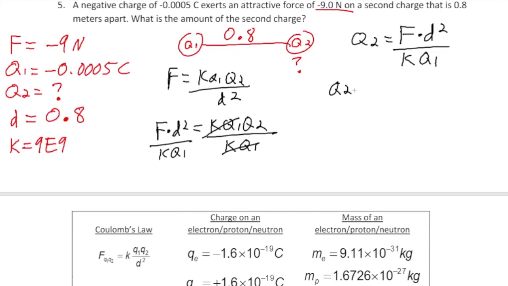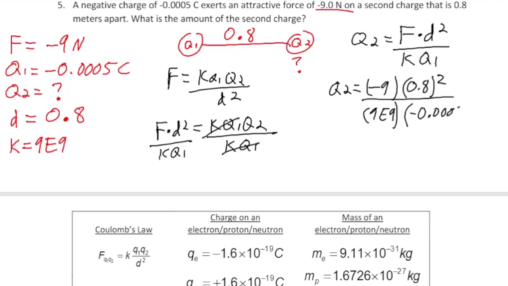So all we have to do now is plug our numbers in. Force is negative 9. D is 0.8, and then we have to square it, don't forget. Then divided by K, which is 9E9, times Q1, which is negative 0.0005. Once we simplify, we find out that the charge between these two objects should be equal to 1.28 E to the negative 6 coulombs.